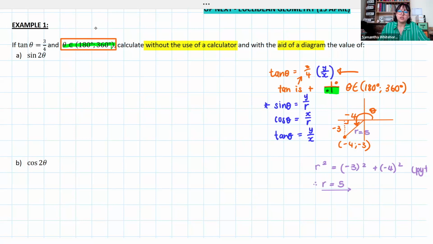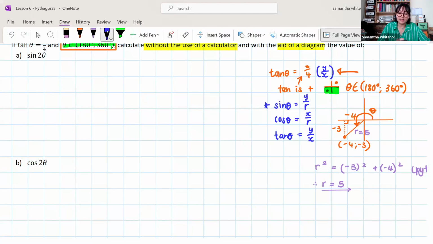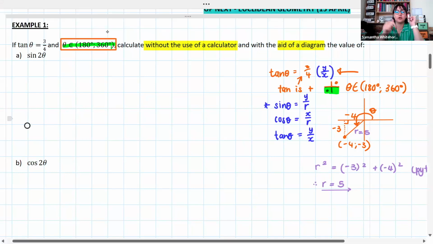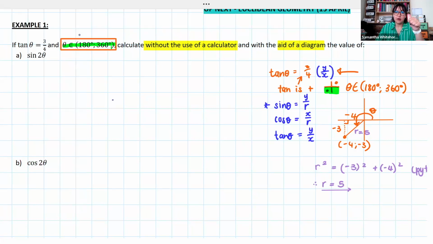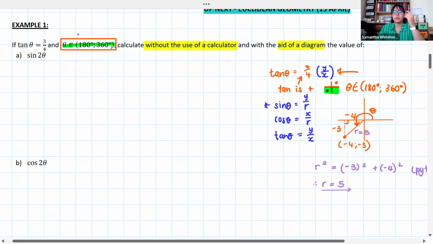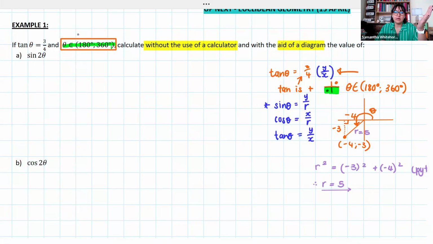Now I can start to look at the ratios that I've been asked to determine the value of. With these questions, there's often a lot of work that you need to do beforehand before you can even start looking at the questions: drawing your diagram and making sure you have all three sides, working out your third side, which inevitably you have to do using Pythagoras.